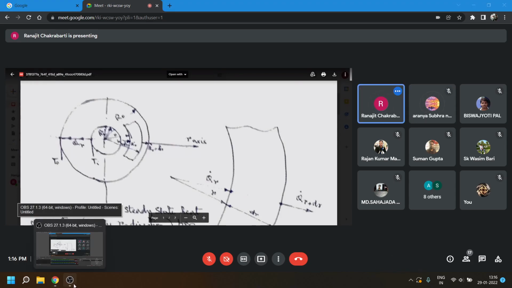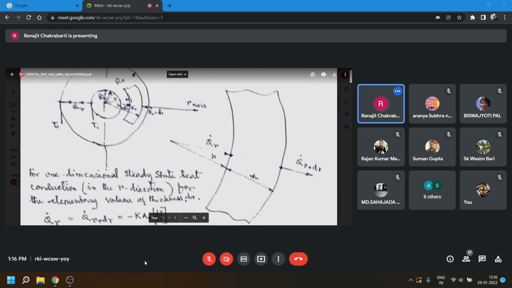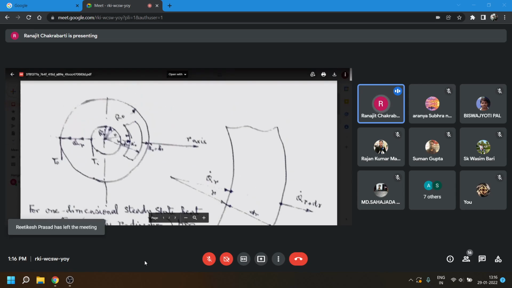So this sheet, as you can see, is regarding the last day's experiment. This I am giving to you because the last day's experiment was regarding a spherical shell, a hollow spherical shell made of insulating powder, right?